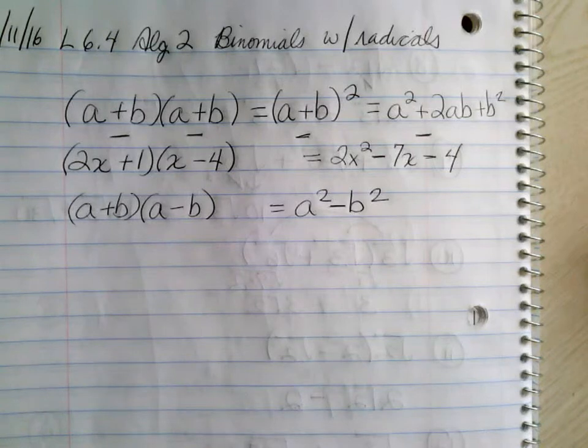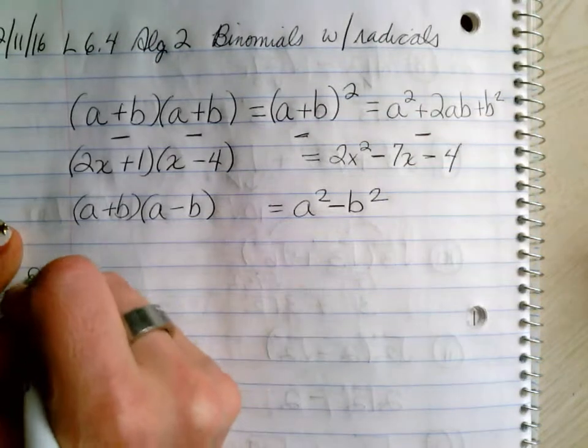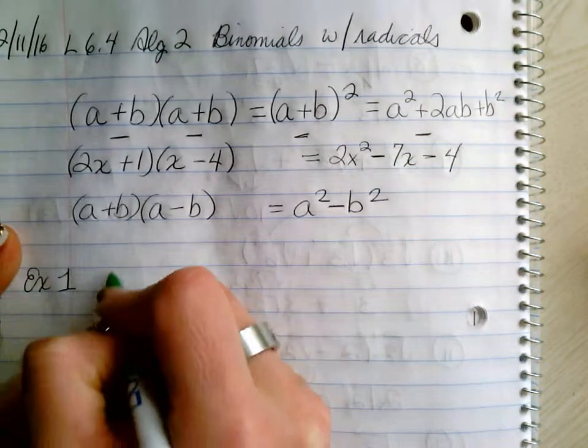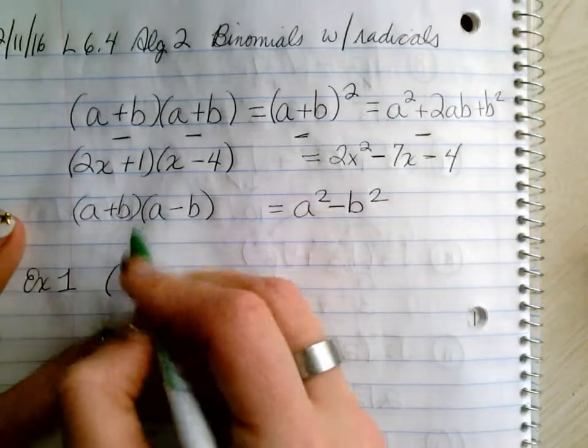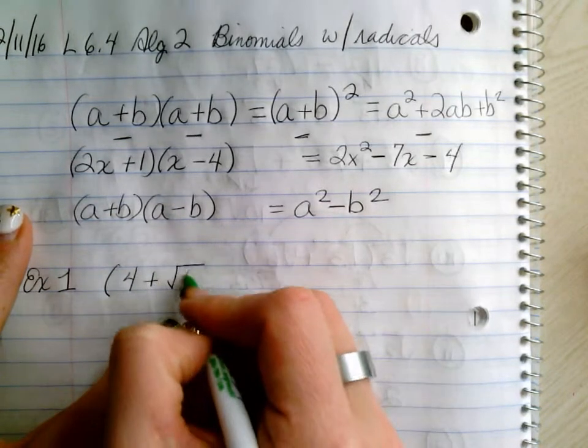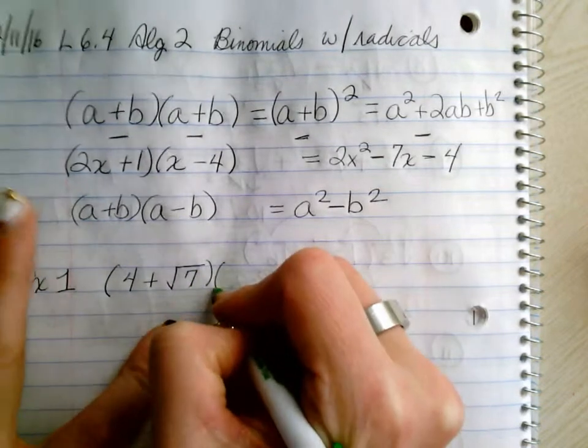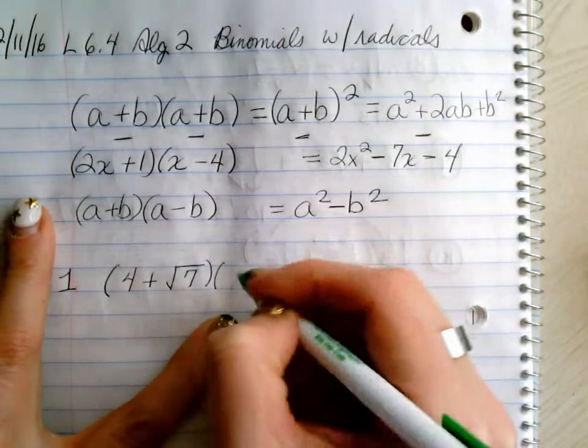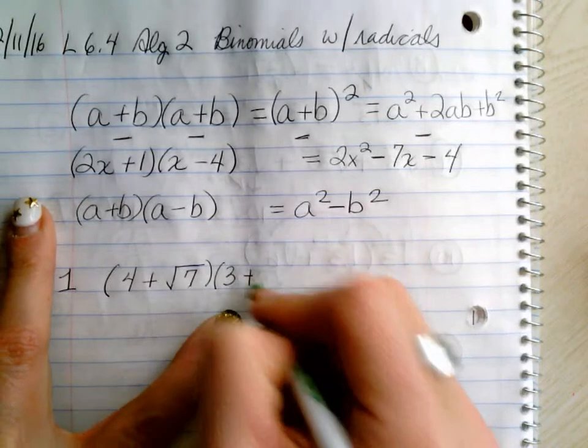So when we work with binomials that contain radicals, we're going to do a lot of the same stuff. Now, I just want to let you know we're only doing example 1 and 2 today, so don't be freaked out when I don't do example 3. Example 1 gives you a binomial, but instead of having normal variables and numbers, you have radicals, numbers, or a combination thereof.